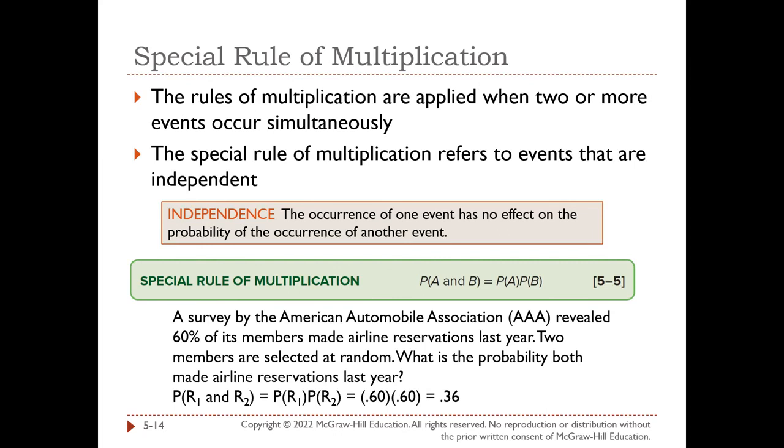Multiplication now. Somebody's worst fear in math is multiplication. So let's try and do this as best as we can. Okay, you ready? Let's do this. So the rules of multiplication are applied when two or more events occur simultaneously. A special rule of multiplication refers to events that are independent.